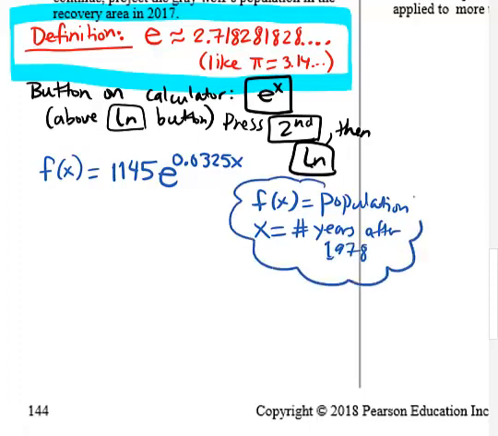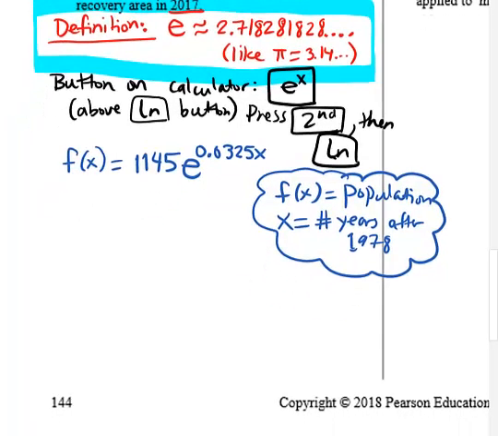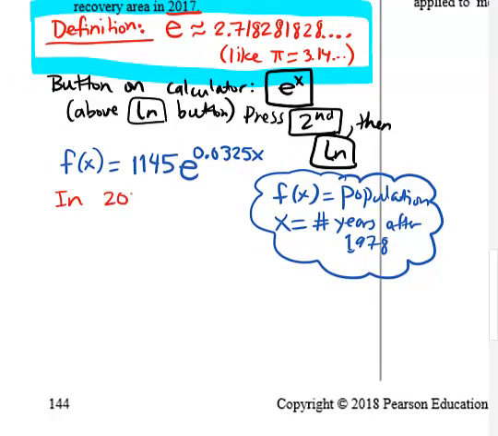So if they give me population, I better replace f of x with it. If they give me a year or the number of years, I better put it in for x. It looks like they ask, if trends continue, project the gray wolf's population in the recovery area in 2017. This problem is kind of dated because they say project as if it's the future, but 2017 is not the future. Oh well. In 2017, I can't just put 2017 in for x because x represents the number of years after 1978. So x must be 2017 minus 1978, and that should give it to me.